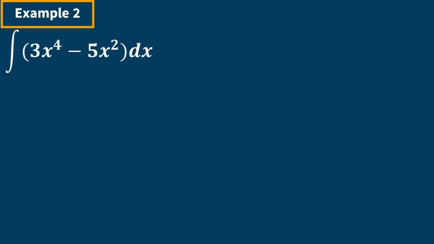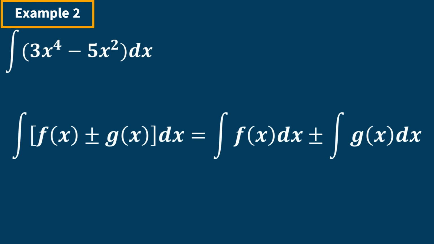Example number 2. We have the integral of 3x to the fourth minus 5x squared. Looking at this principle here, we can separate these terms and do the integration separately whenever they are being added or subtracted by each other. Let's go ahead and start by rewriting this. What we'll have is the integral of 3x to the fourth dx minus the integral of 5x squared dx.